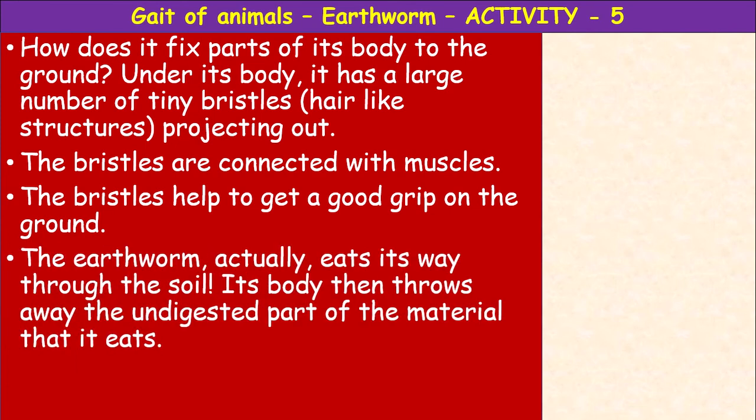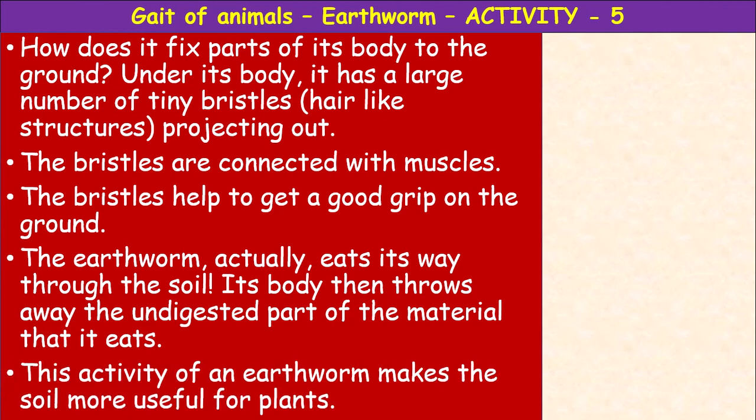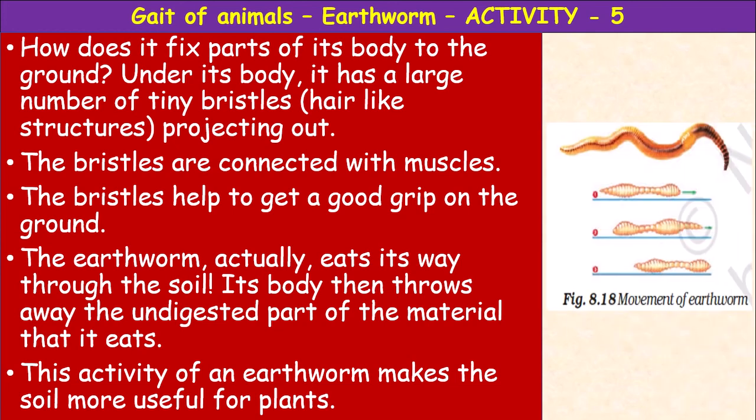Okay, the earthworm actually eats its way through the soil, then its body throws away the undigested part of the material that it eats in the form of worm castings. Okay, this activity of earthworm makes the soil more useful for the plants. That's why earthworms are called farmers' friends.